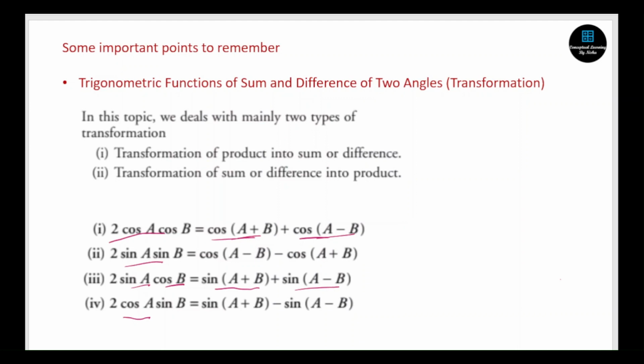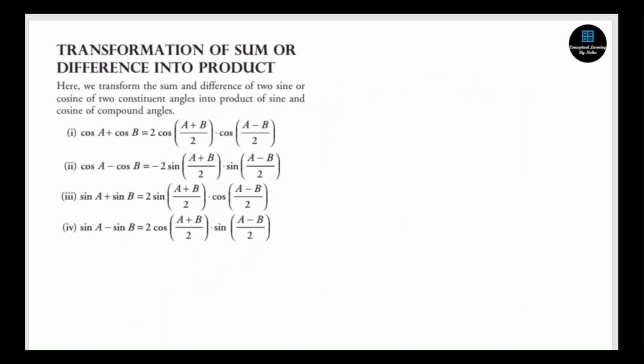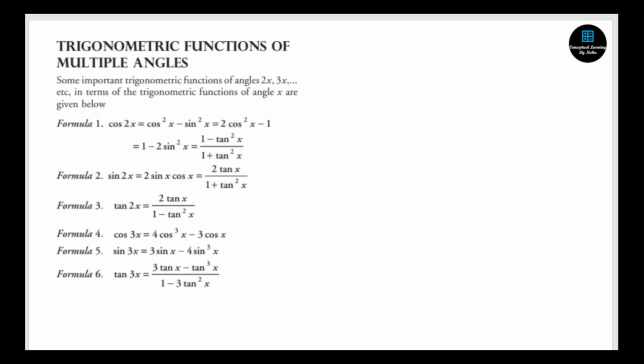Alright. Now product to sum, sum to product. So now what will be there? cos A plus cos B is 2 cos((A+B)/2) into cos((A−B)/2), and so on. So pause the video, write those formulas, and you have to remember them. Alright. Now half angle, double angle formulas.